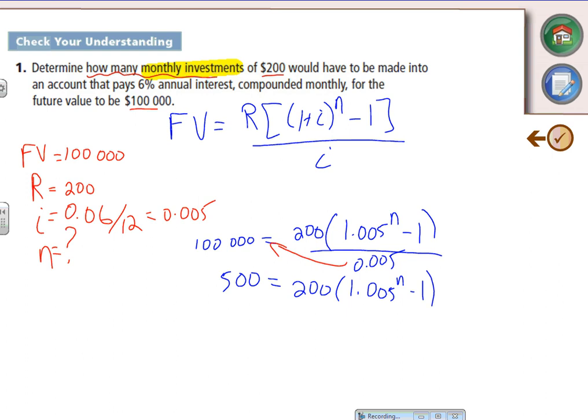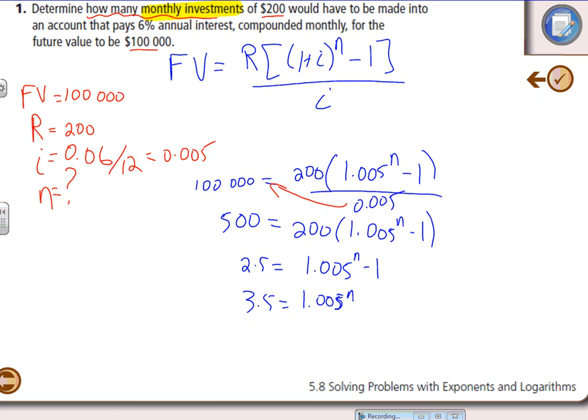Let's divide over the 200 now. Dividing by 200 gives us 2.5 equals 1.005 to the n minus 1. I don't need that bracket there. Let's add over the 1. Adding 1 gives us 3.5 equals 1.005 to the n.